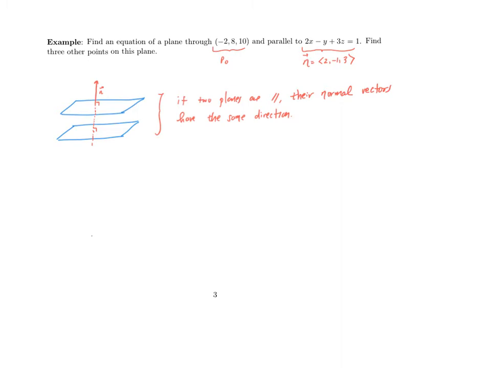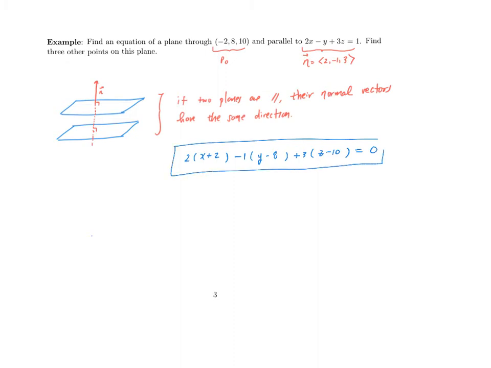So the equation of our plane then is we have the normal vector given by 2, minus 1, 3, and the point on our plane is minus 2, 8, and 10. So we have 2 times x minus a minus 2, so x plus 2, minus 1 times y minus 8, plus 3 times z minus 10. And this would represent the equation of our plane.